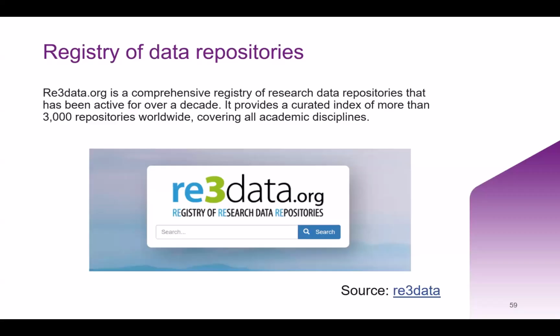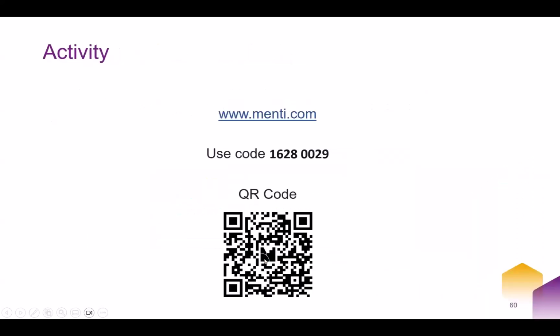Also check our r3data.org, a comprehensive registry of research data repositories that has been active for over a decade. It provides a curated index of more than 3,000 worldwide repositories covering all academic disciplines. So there is a link on the bottom of the slide. So that's interesting as well to know.